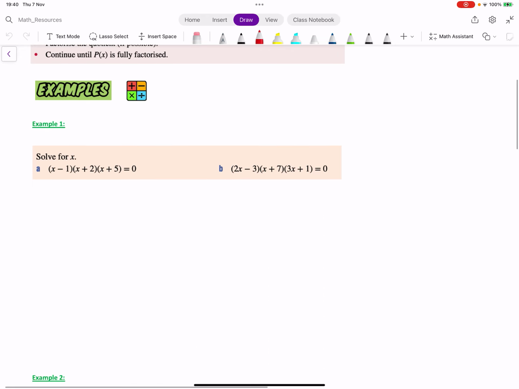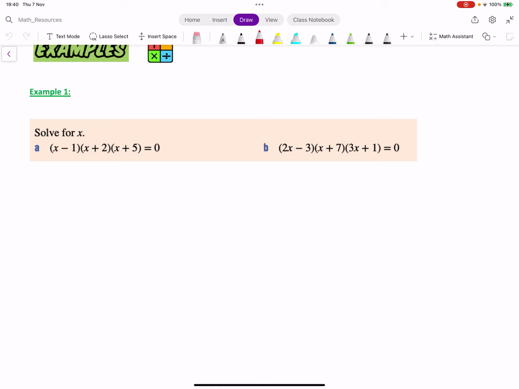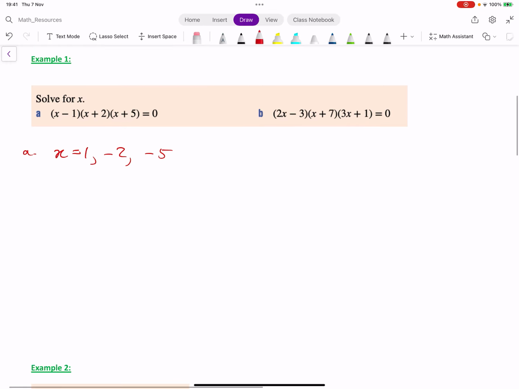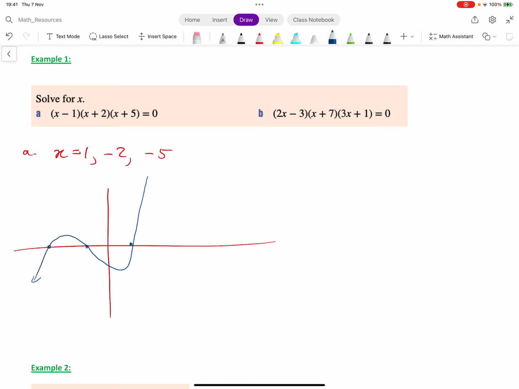Once you've done that, you can use long division. Now, these ones have already been factorised, and we should hopefully know that if you were to solve this for x, the answer is x equals 1, minus 2, or minus 5. That means the x-intercepts of this function. If we were to draw this function, it would have x-intercepts at 1, minus 2, and minus 5. Since the coefficient of the leading term would be positive 1 if you expanded that, the function will look something like this, with intercepts at 1, minus 2, and minus 5.